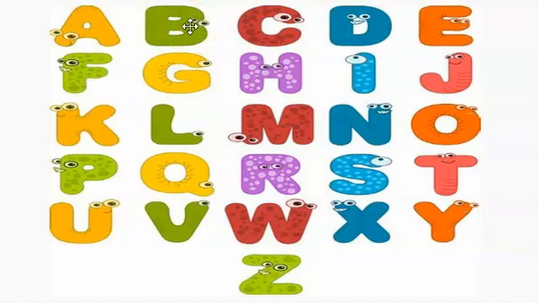B is for box. B is for bike. B is for banana. C is for cat. C is for caterpillar. C is for candy. C is for car.